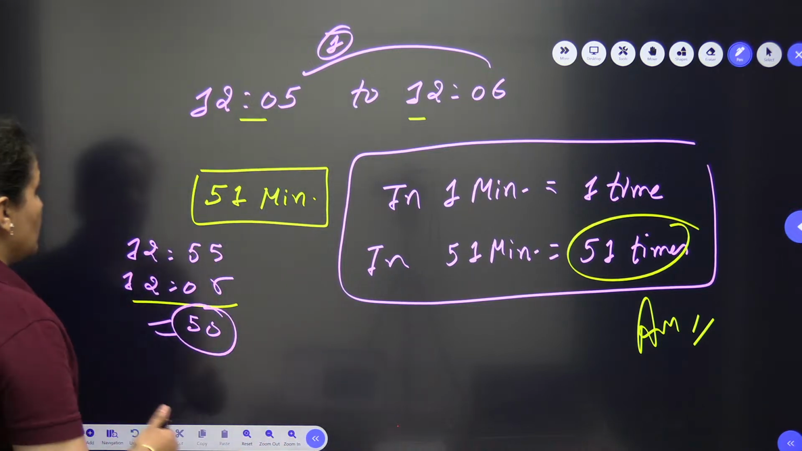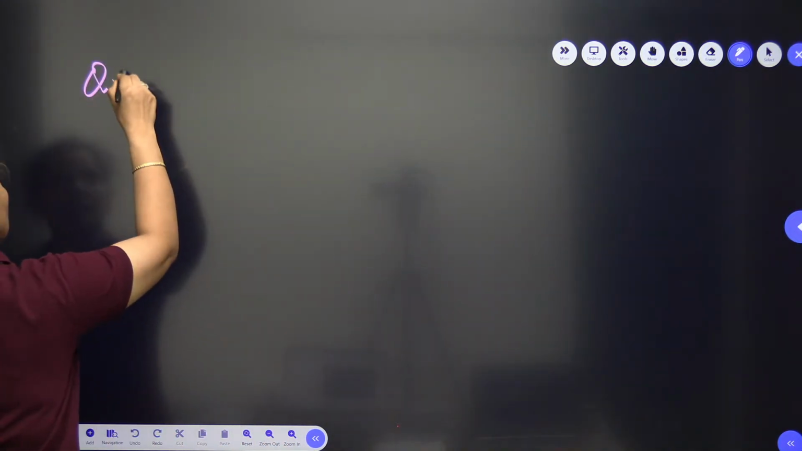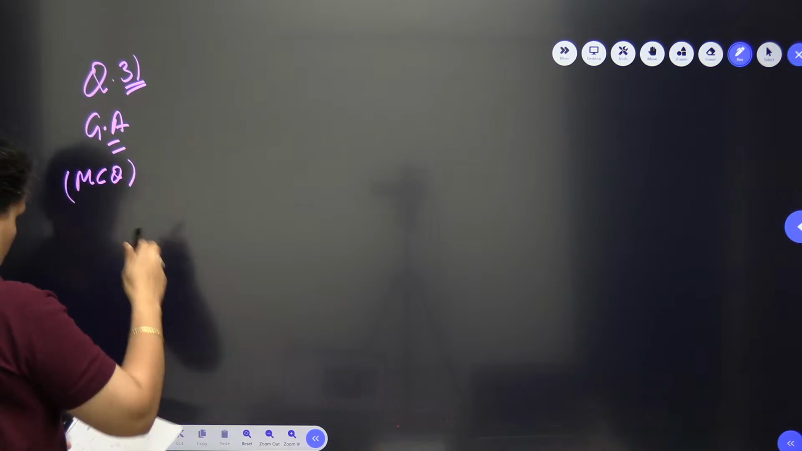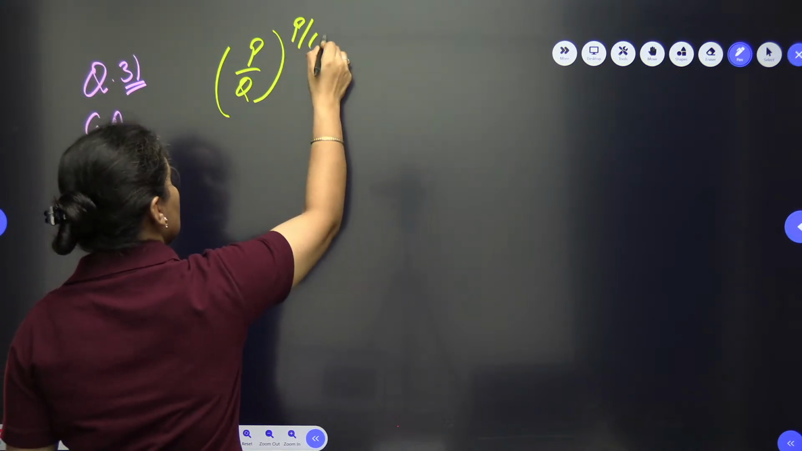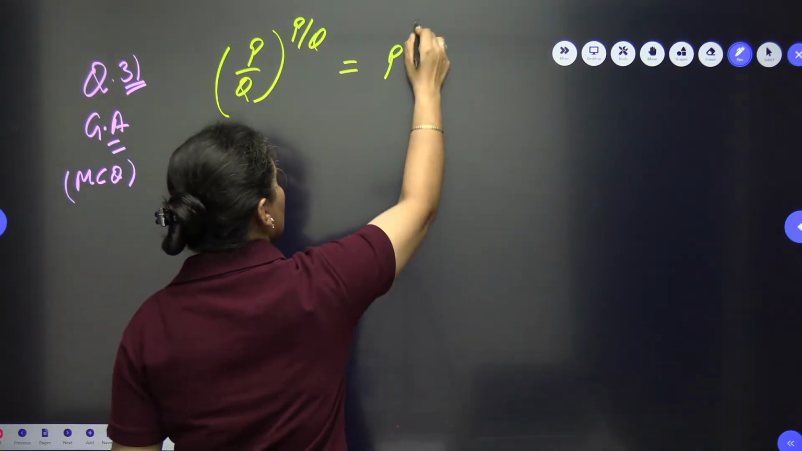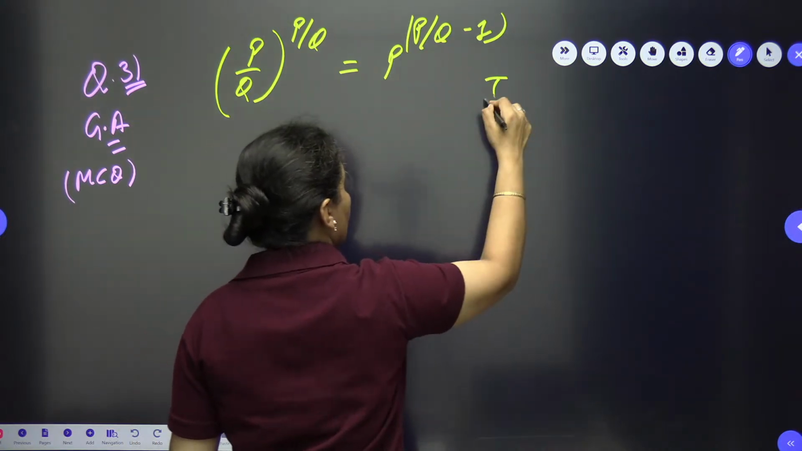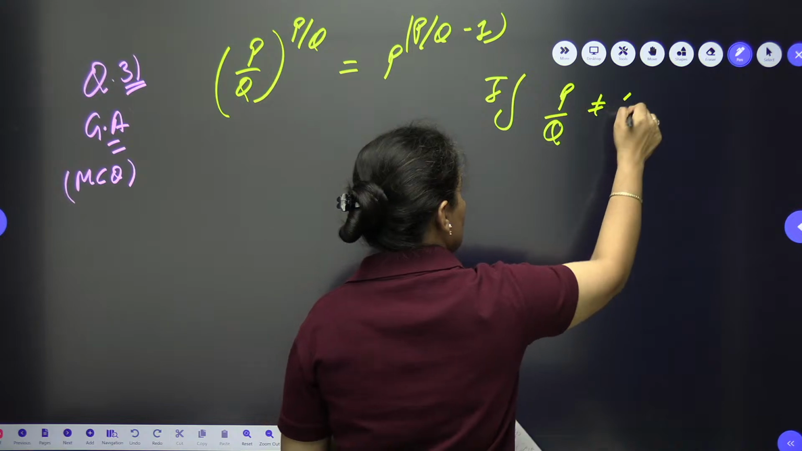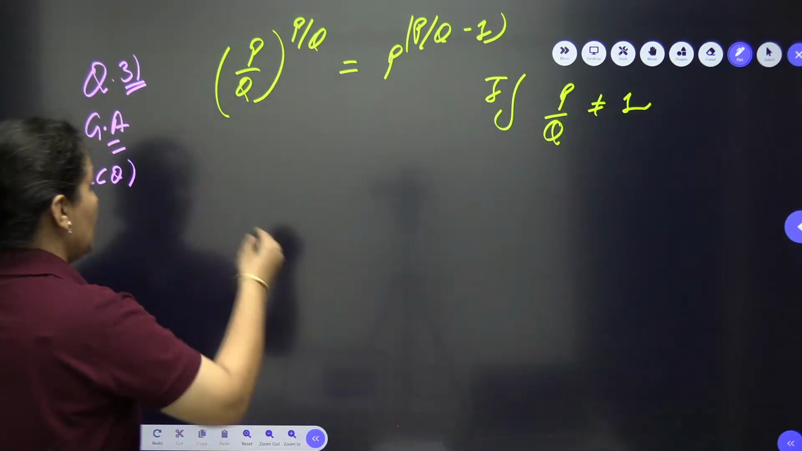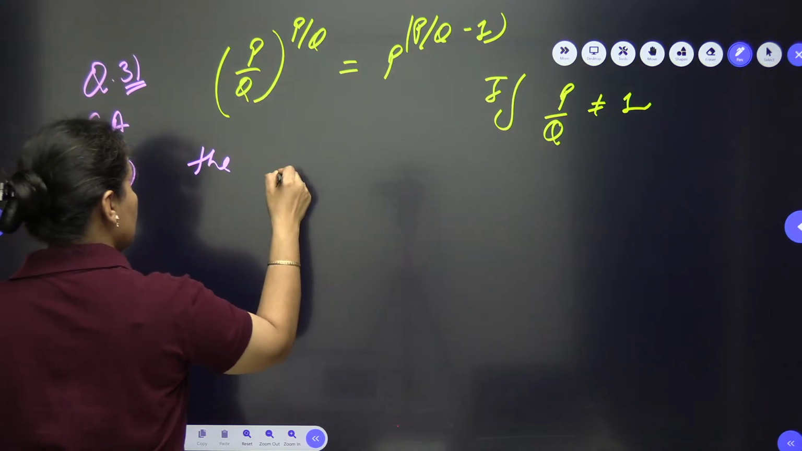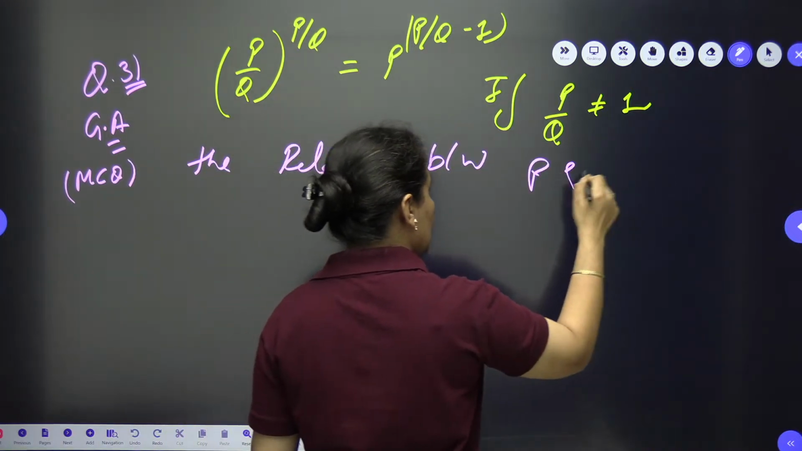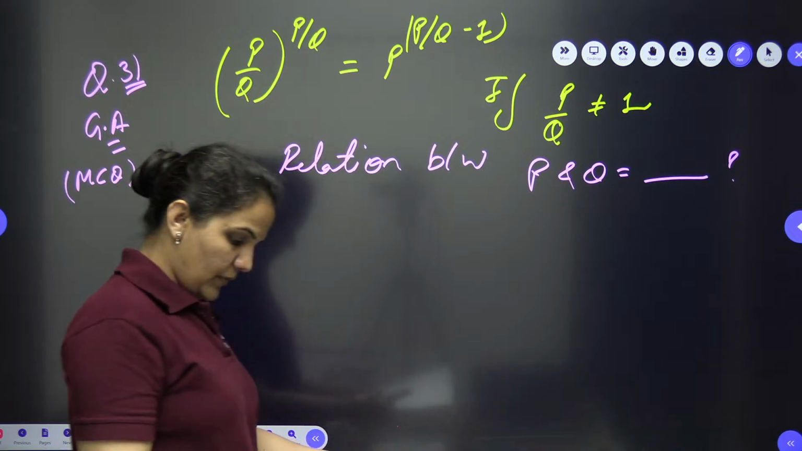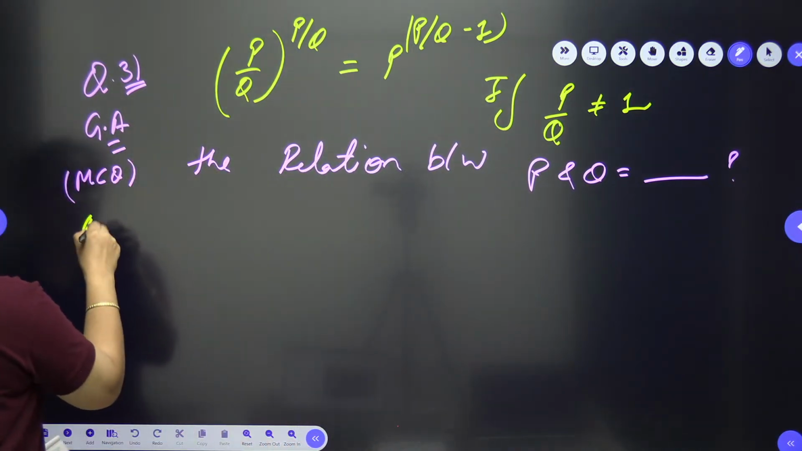Okay, all right, so one more question I am having from here, let's write it down. That was also an MCQ question. So if it is given to you (P by Q) to the power (P by Q) is equals to P to the power (P by Q) minus 1, if P by Q is not equals to 1, then find the relation between P and Q. And we are having options also in this case. We need to find out the relation between P and Q, and options are also given to us.